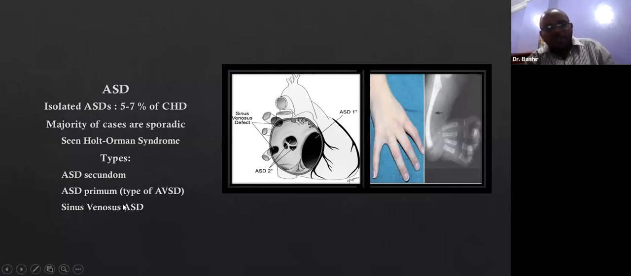The third one is sinus venosus ASD. Sinus venosus is the one at the mouth of the superior vena cava or at the mouth of the inferior vena cava. This one, superior sinus venosus, and this one, inferior sinus venosus.